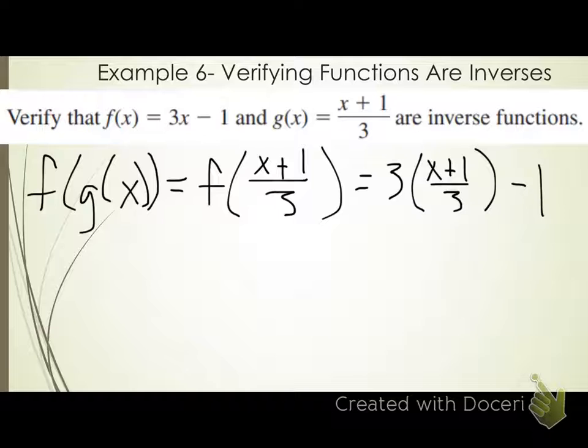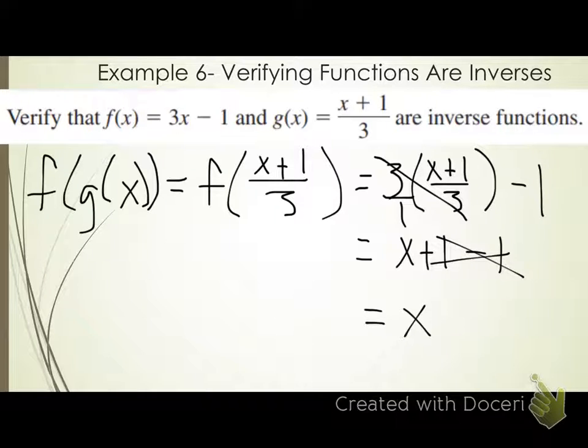What's going to happen with my 3's? They're going to cancel out because 3 is over 1, so I can cancel out diagonally. So that leaves me with x plus 1 minus 1. And what happens to my 1's? They cancel out also because 1 minus 1 is 0. So what do I get? X. Is that what I want? Yes, it is. I want it to equal x.